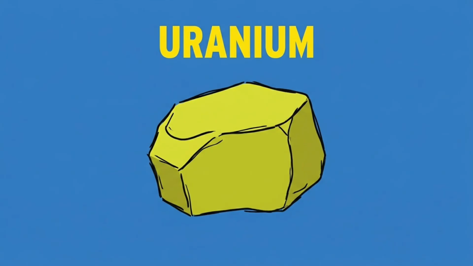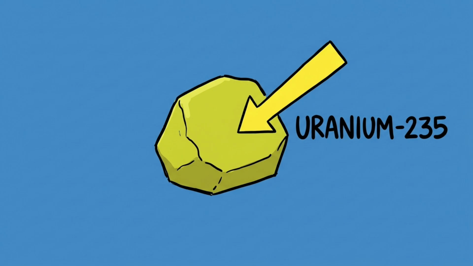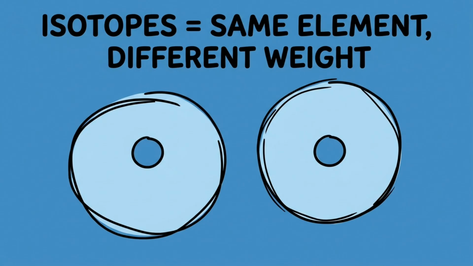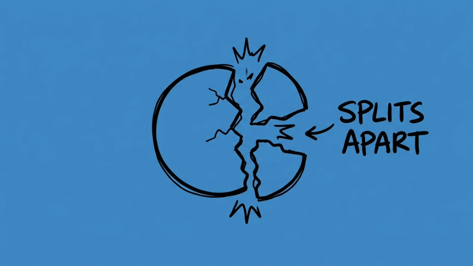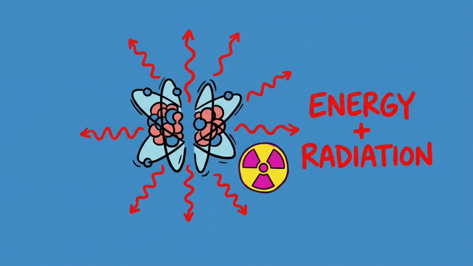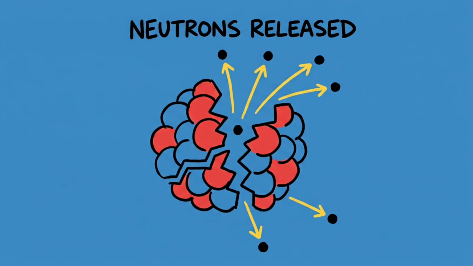Most reactors use uranium, specifically an isotope called uranium 235. Isotopes are just versions of an element with slightly different weights. Uranium 235 is special because its nucleus is unstable enough to split apart when struck by a neutron. When it splits, something remarkable happens. It releases energy, it releases radiation, and it releases more neutrons.